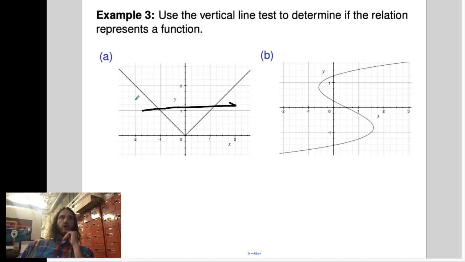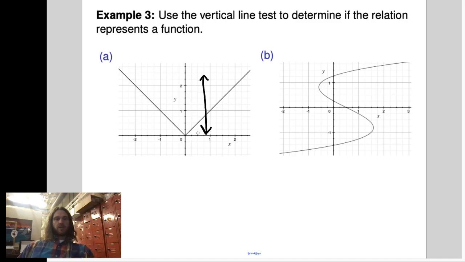Bingo. Not a function, I did it. Hold on. It's the vertical line test, not the horizontal line test, right? So, draw your vertical line. It's not perfectly vertical, but it's good enough. Now, if you drag this line around, is it possible for it to travel through the graph more than once? No, it never will. It will never travel through more than once.